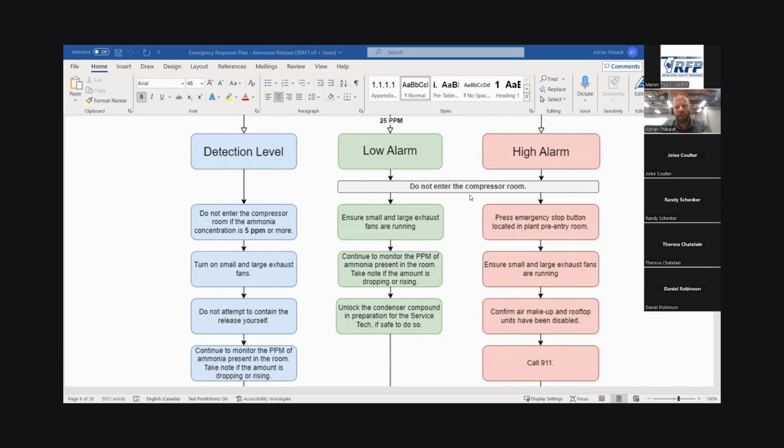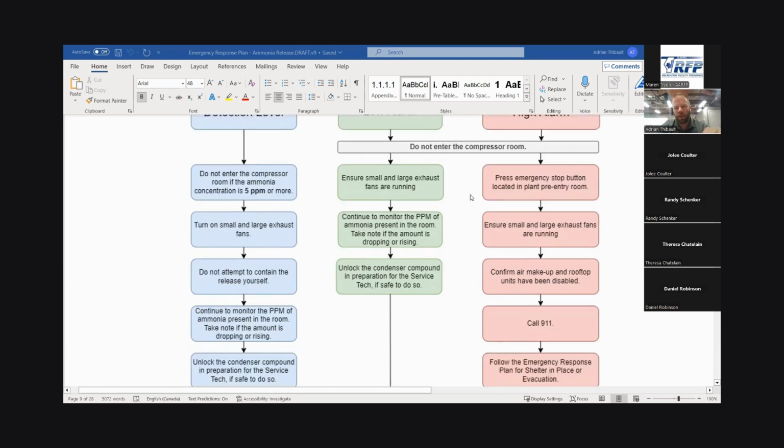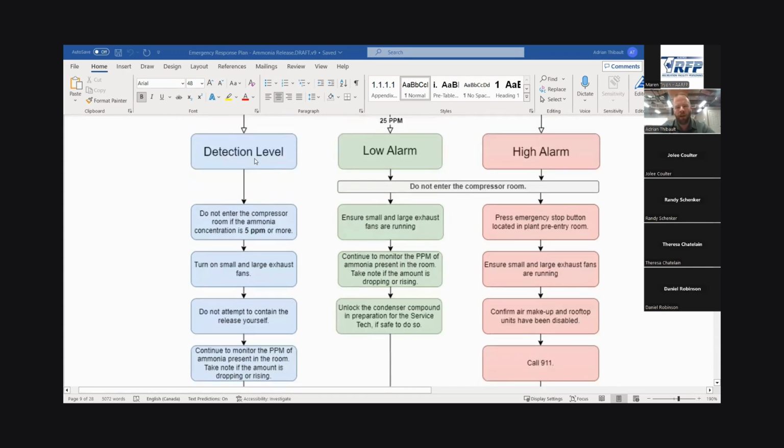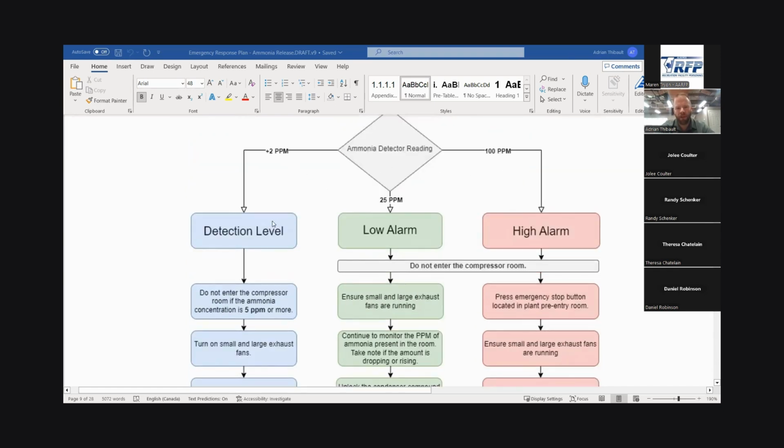It's basically just making it an easy-to-read format. This is the meat and potatoes here of what the frontline person needs to know, right? So we have three different levels: a detection level, a low level, and a high level.